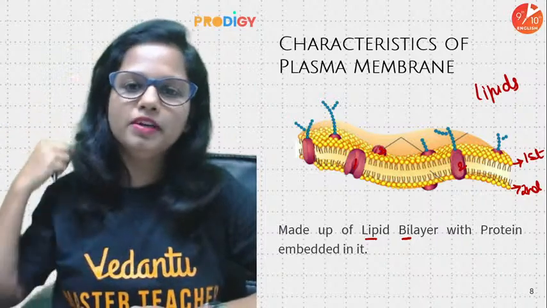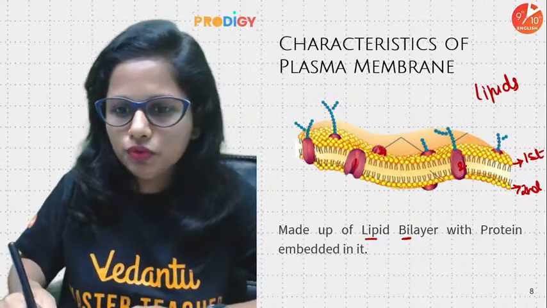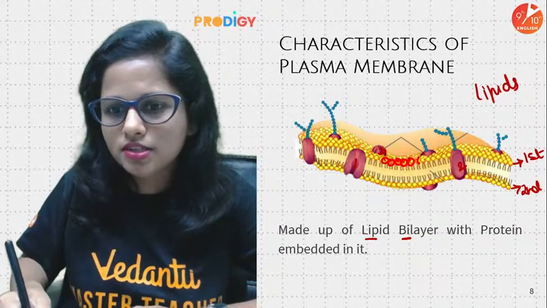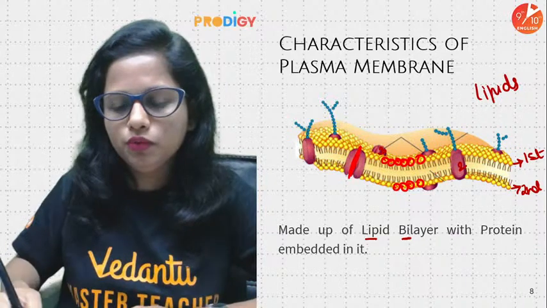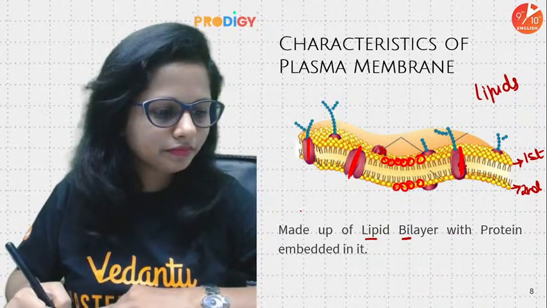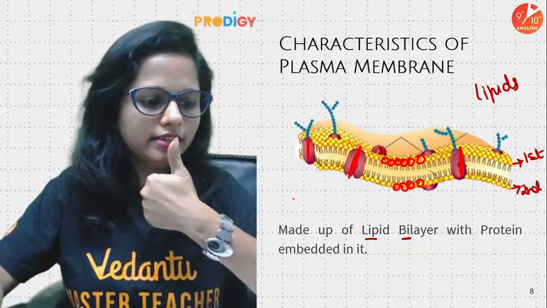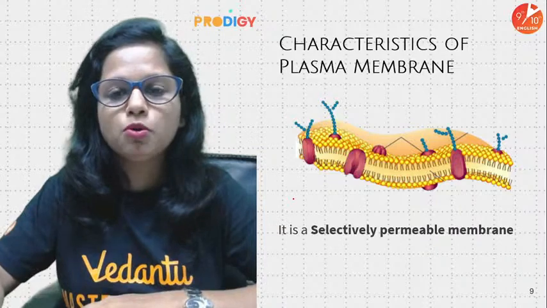So lipids mean nothing but fat molecules. If you see these ball-like structures, these are lipids. So first layer, second layer, in between which the protein molecules are embedded. Is it clear? Great, so let's proceed further.